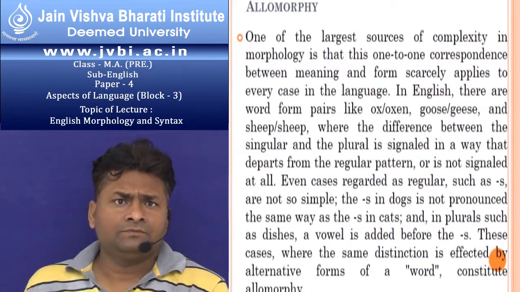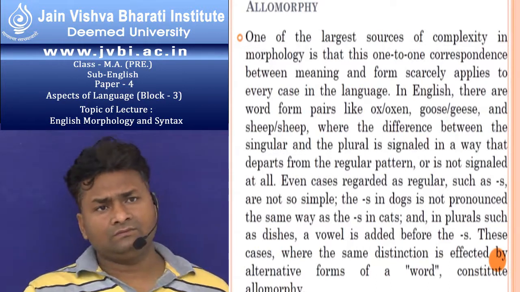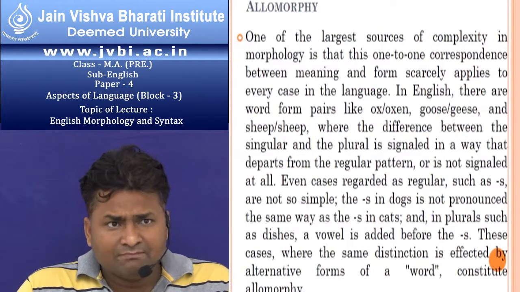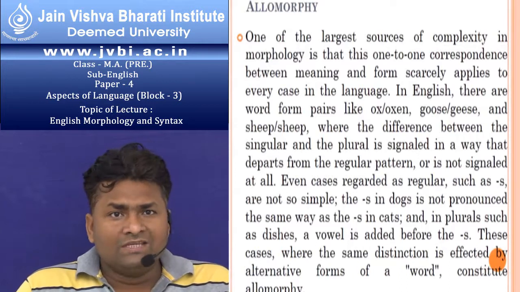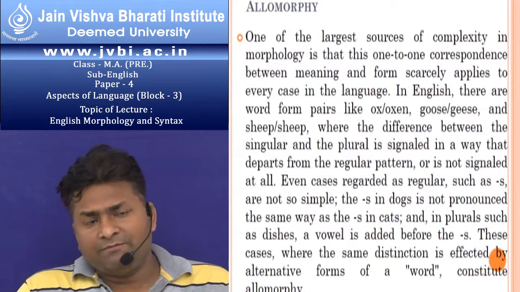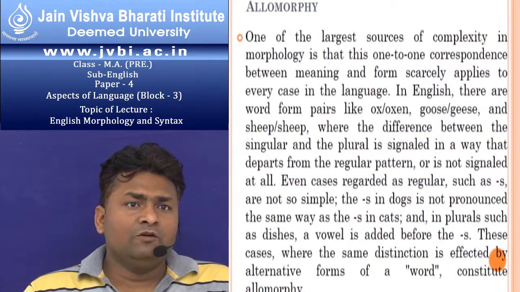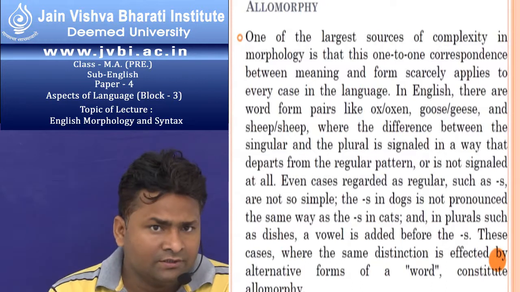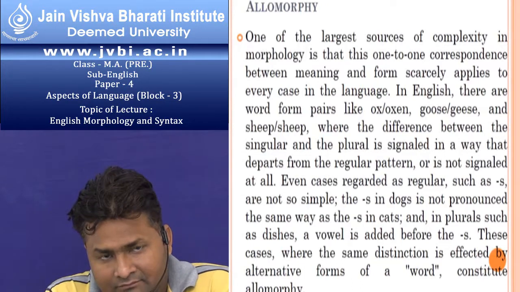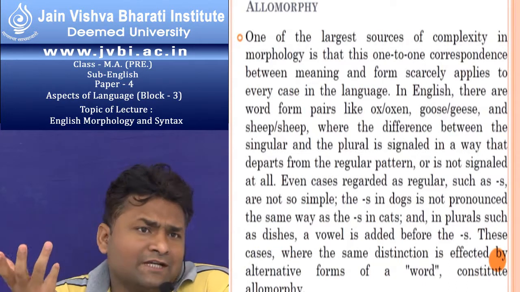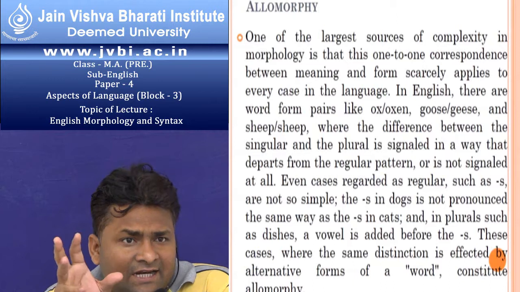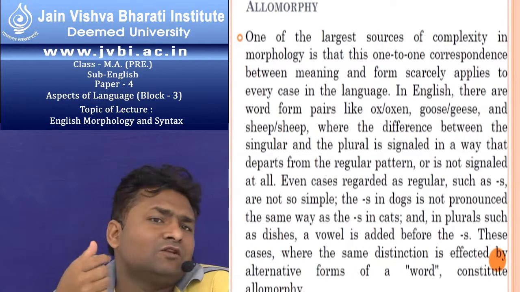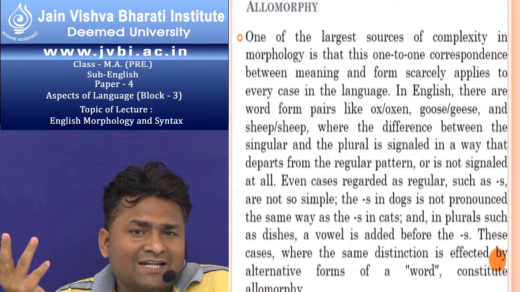In English, there are word form pairs like ox, oxen. We must have heard about it. And there are some pairs like ox, oxen, goose, geese, sheep, sheep, where the difference between the singular and the plural is signaled in a way that departs from the regular pattern or is not signaled at all. Sometimes we do not notice any kind of difference, you see.